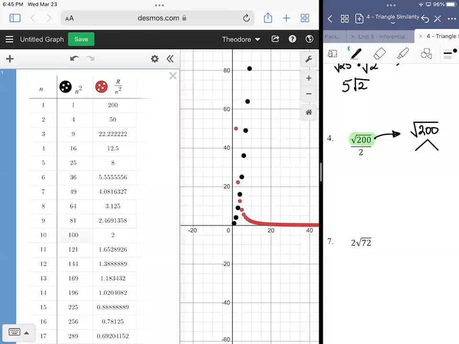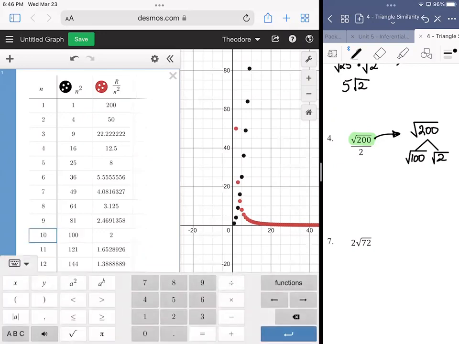I look at my 100. 100 times 2 is 200. 100 is a perfect square, so that would be my perfect square factor. And then the 2 is not perfect and it can't be broken down any further. The square root of 100 is 10. So 10 radical 2. Now, questions 1 through 3, that was it. That's all we had to do.